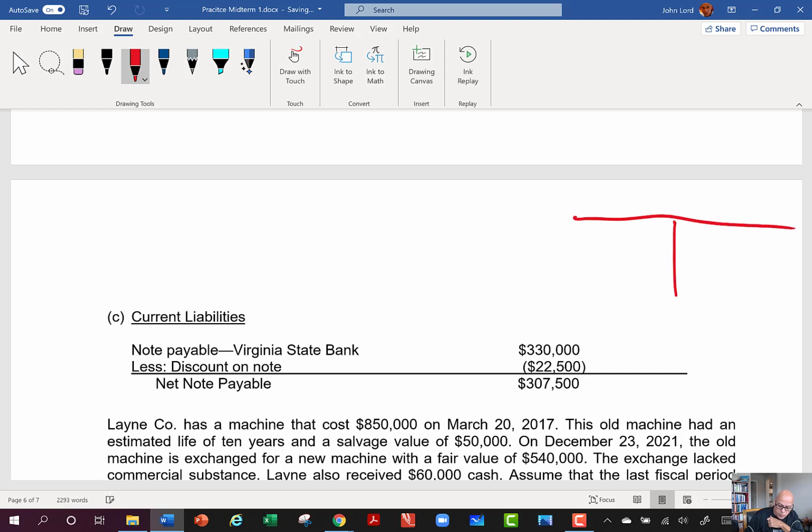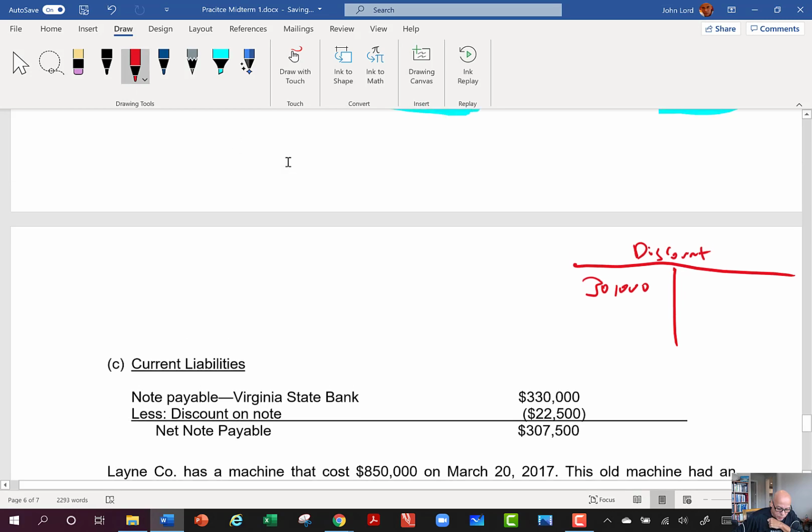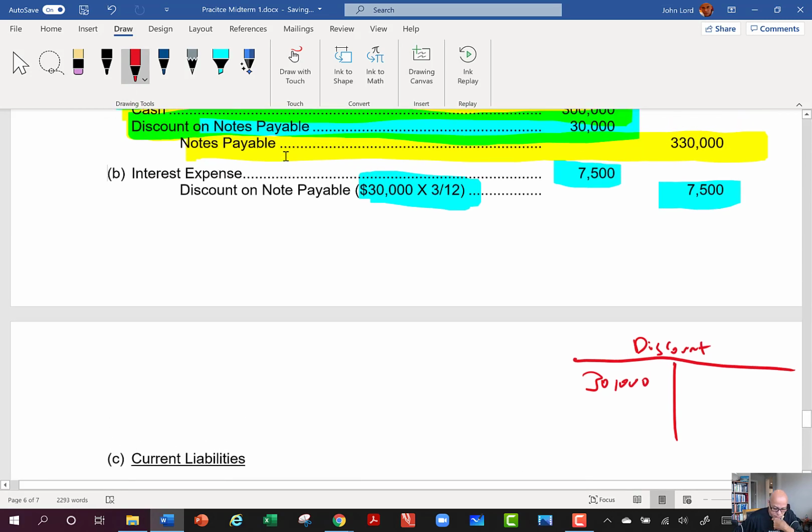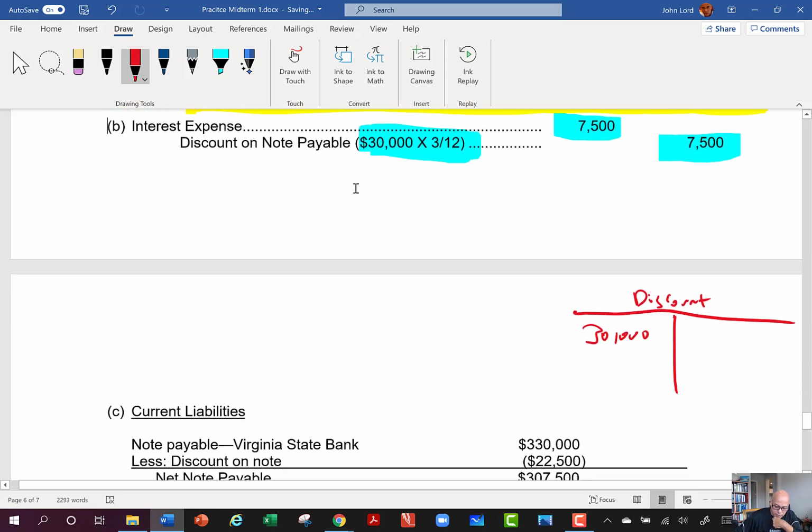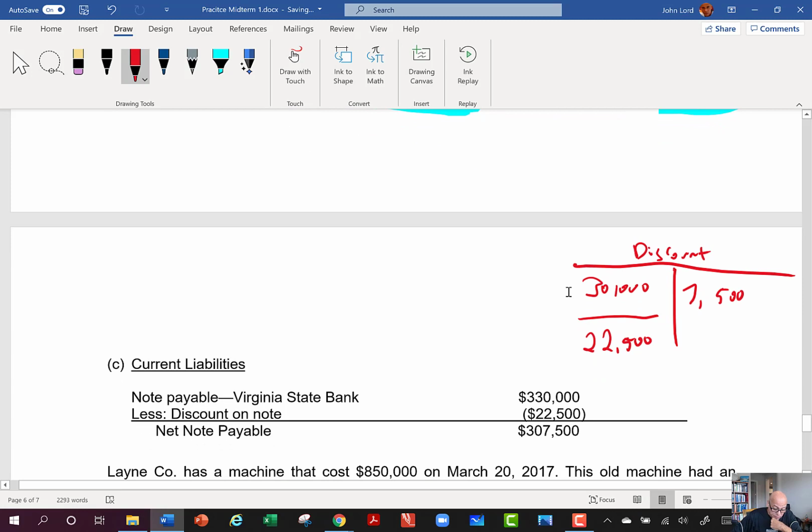Now when I prepare the financial statements at 12/31, just to make sure we're following what was happening with the discount: it originally had been debited for 30, right? Then, according to the journal entry we calculated, we credited the discount for 7.5. So that means the discount still has a balance in it of 22,500. I'm writing that underneath the debit there. It's a debit balance of 22,500.